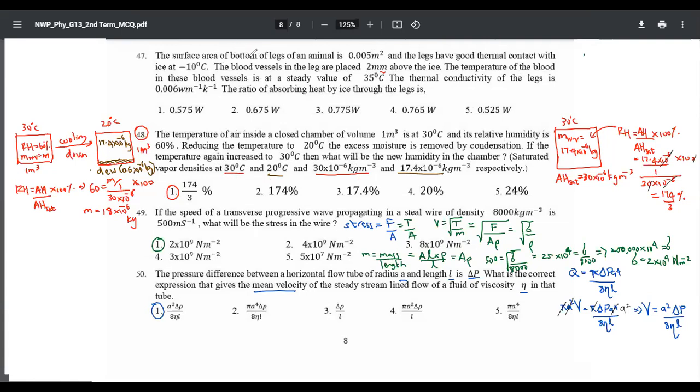The surface area of bottom of legs of an animal is 0.005 meters squared. The legs have good thermal contact with ice at minus 10 degrees Celsius. Now, is this the area of all the legs? Okay, minus 10. The blood vessels in the leg are placed 2 millimeter above the ice. The temperature of the blood in these blood vessels is at a steady value of 35 degrees Celsius. The thermal conductivity of the leg is 0.006 watt per meter per Kelvin.